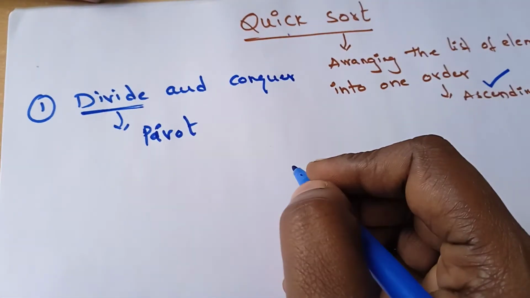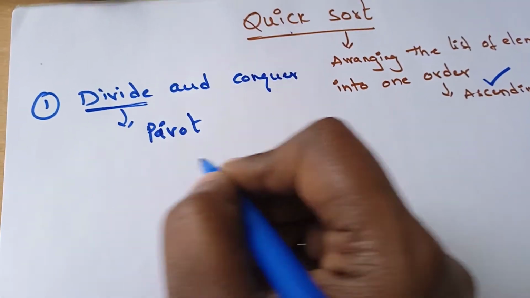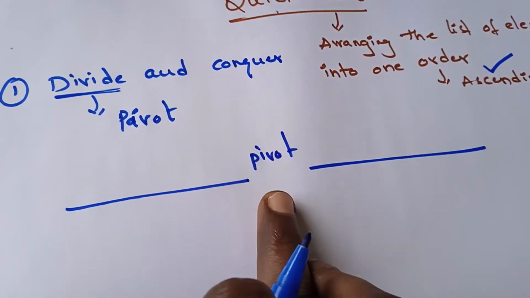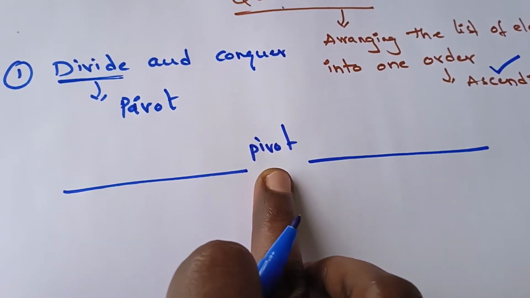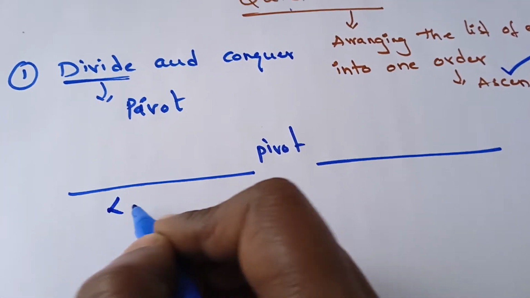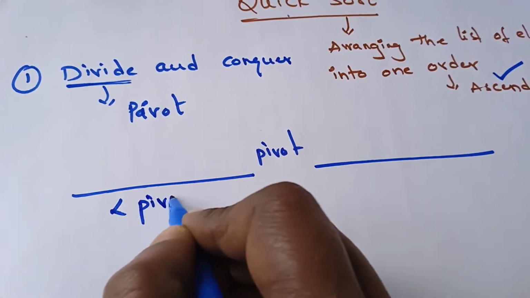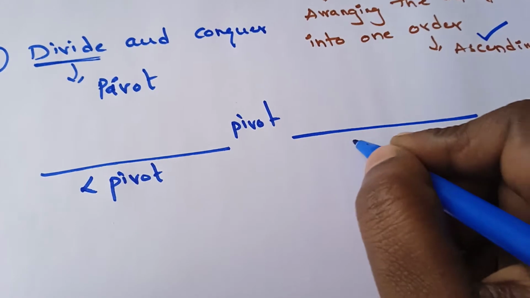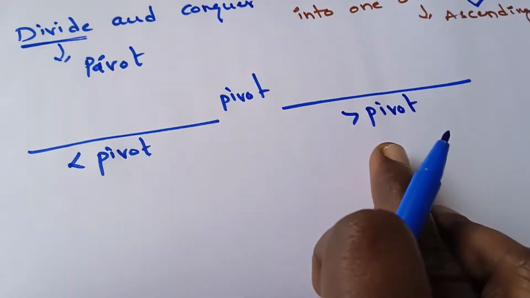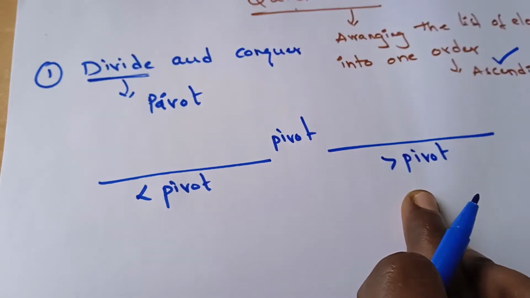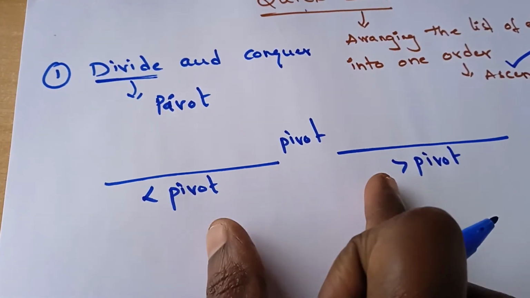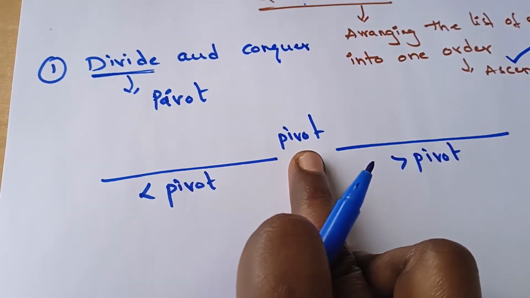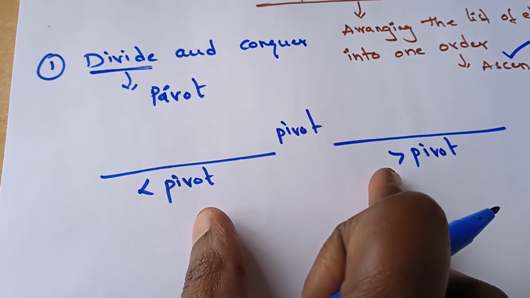Now look at this. Assume this is my pivot element. The left side of the pivot element always has lesser elements. The right side of the pivot element will always be greater than this pivot element. So based upon this pivot element, we'll divide the whole list into two partitions.